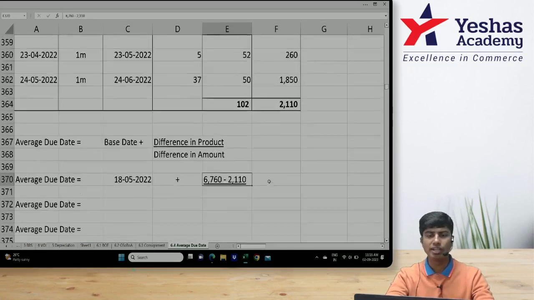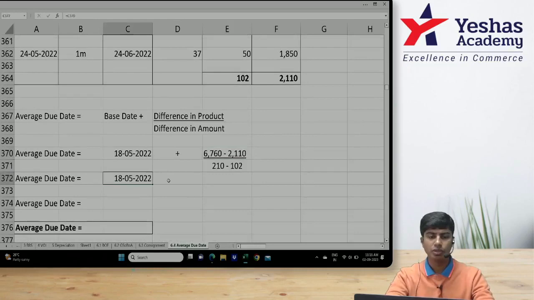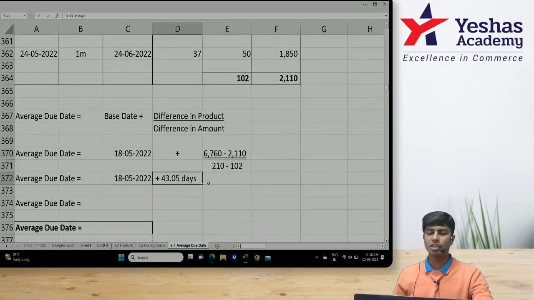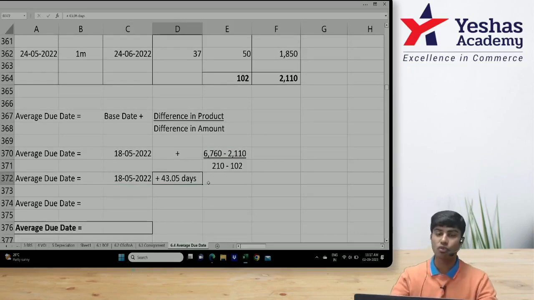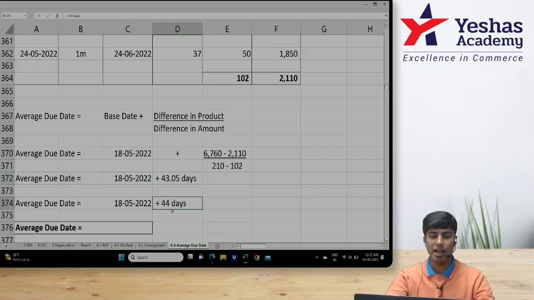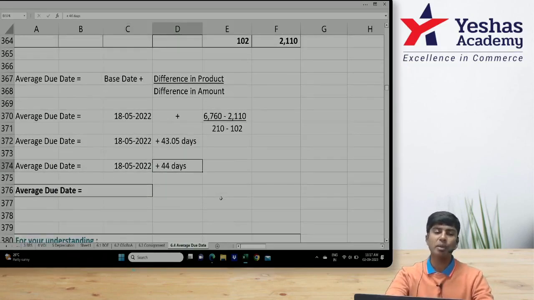Amount is 210 minus 102. What do we get? Divided, 43.05 days. Even if it is 43.01, it is 44. We'll add 44 days. 18th of May plus 44. 18 plus 44, 62.